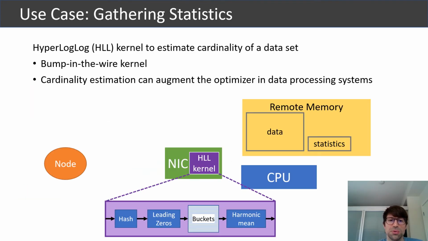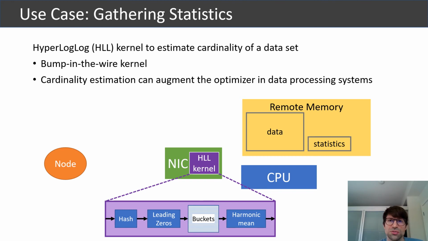To illustrate the bump-in-the-wire acceleration, we look at the use case of gathering statistics on the fly. We implemented a HyperLogLog kernel that can estimate the cardinality of a dataset. The cardinality is a valuable metric that can augment the decision-making of an optimizer in a data processing system, such as picking the optimal algorithm for a given operation.